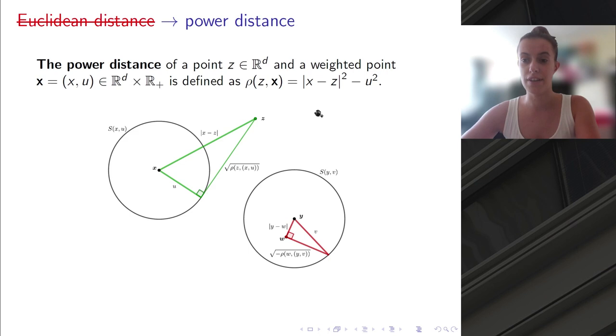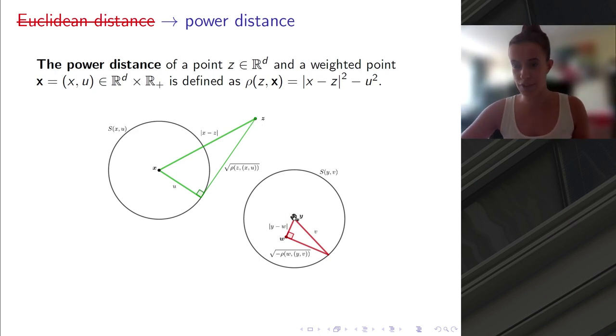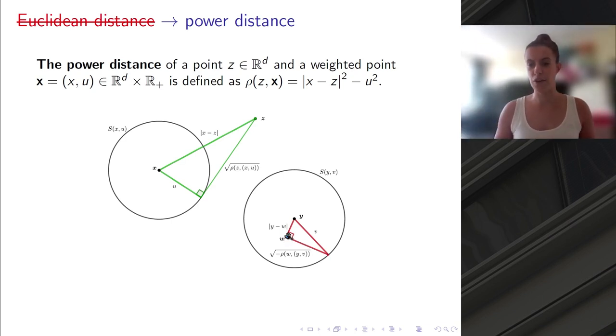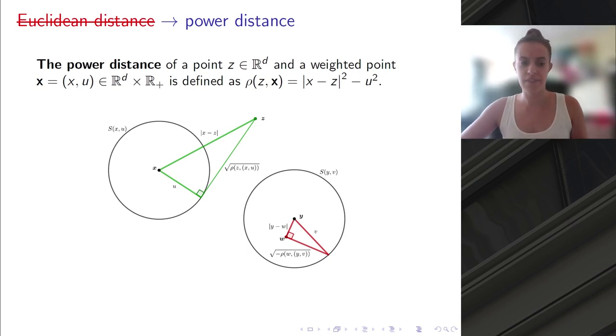So we take the square of the Euclidean norm of x minus z, and then we subtract the square of the weight. Geometrically, what this means is that if we have a point outside of the circle, then the power distance is the square of the length of this side of the triangle. And if we are inside of the circle, then the power distance is actually negative, and it is equal to minus the square of the length of this side of the triangle. So there is a nice geometric interpretation. The one thing that we want to remember is that it can be negative. It is always negative for the points inside the circle, along the circle it is zero, and outside it is positive.